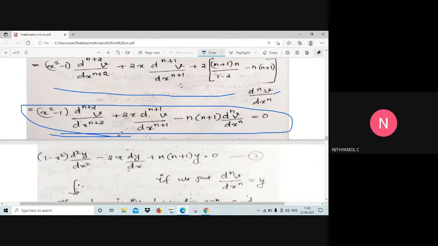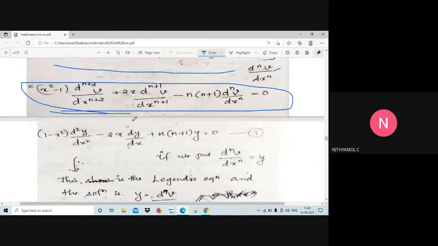It is the form of Legendre's equation. Okay, Legendre equation. So the Legendre equation is this one. Okay, 1 minus x square into d, I am multiplying with a minus 1. 1 minus x square into d square y by dx square minus 2x into dy by dx plus n into n plus 1 y is equal to 0.